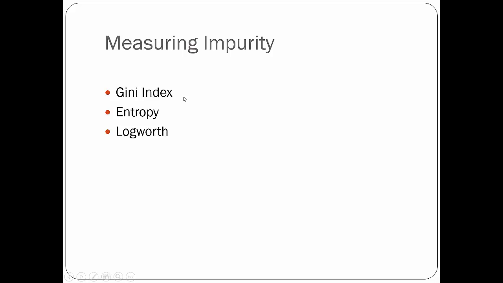There are three different measures of impurity that we can compute. There is the Gini index and entropy. These two, when they are small, mean you have maximum homogeneity. The smaller the value, the larger the purity, the larger the homogeneity. Log worth works the other way around. The larger the value of log worth, the purer the two branches are, the more homogeneous the split is.